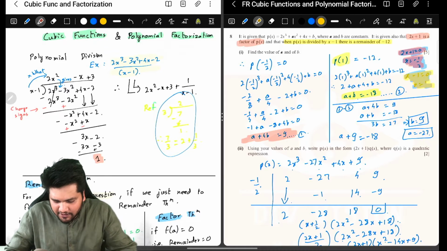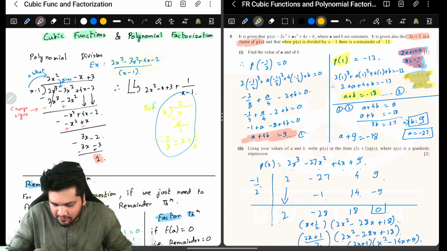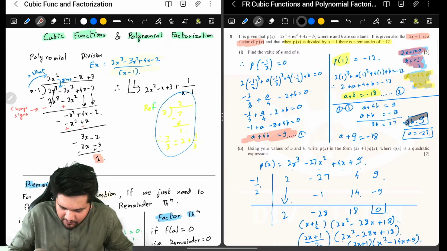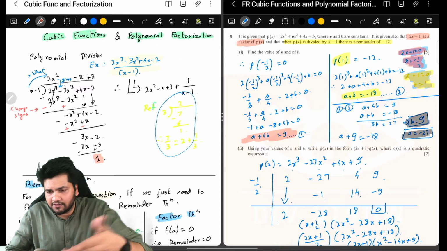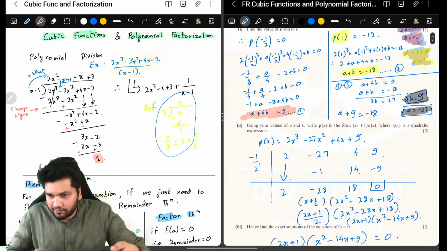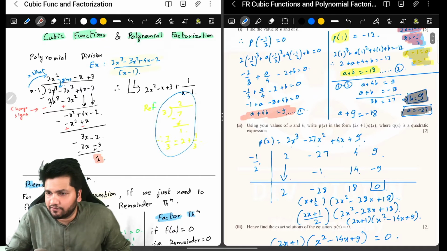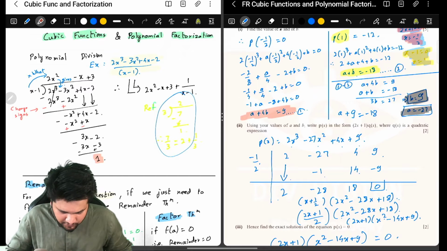I've subtracted the first equation minus the second equation, and I got 3b equals 27, then b equals 9, and finally a equals minus 27 after substitution. You can of course look at the notes which I have already uploaded in PDF format, so you can go through it.